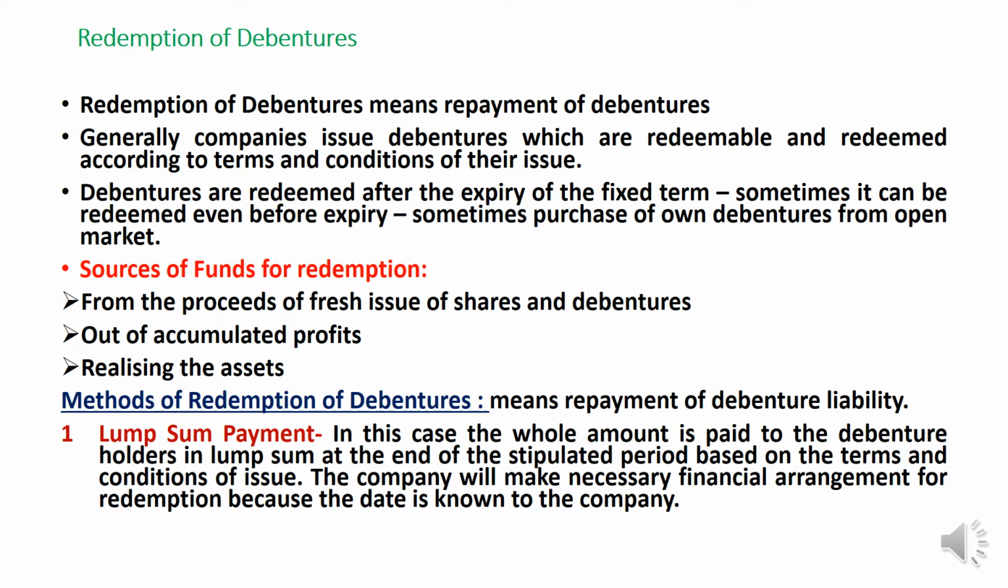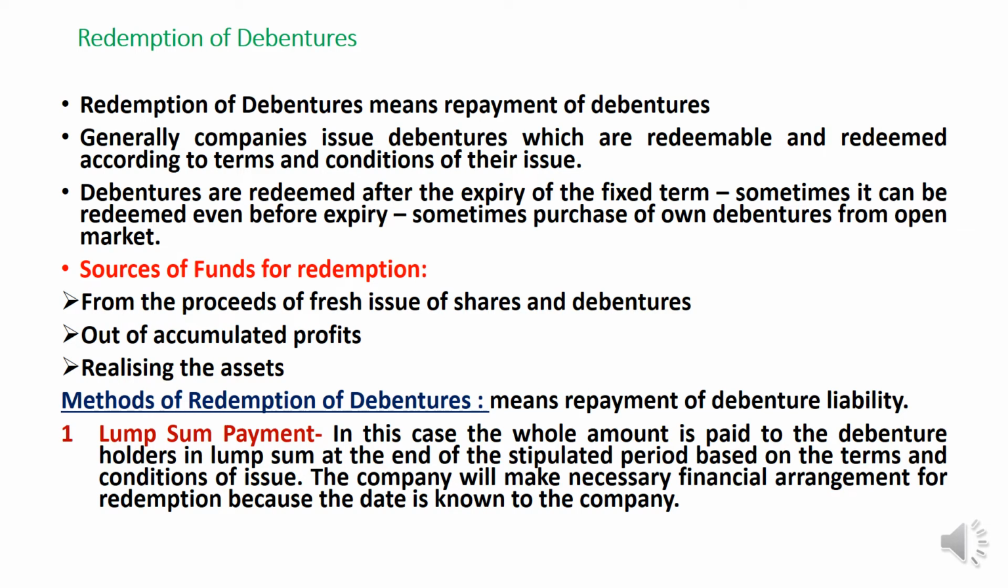That means the debenture holders are repaid after a particular period. Generally, companies issue debentures which are redeemable and they are redeemed according to the terms and conditions of the issue. So while issuing the debentures, the company has to issue a prospectus. In the prospectus, they have to specify the time limit for the redemption of the debentures.